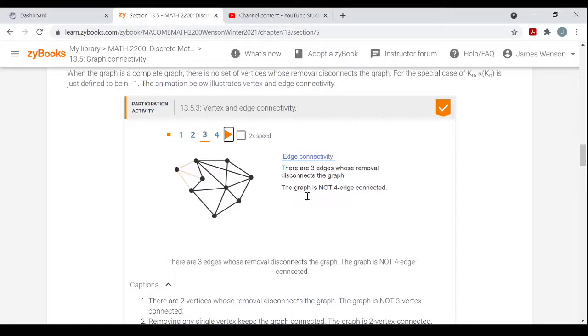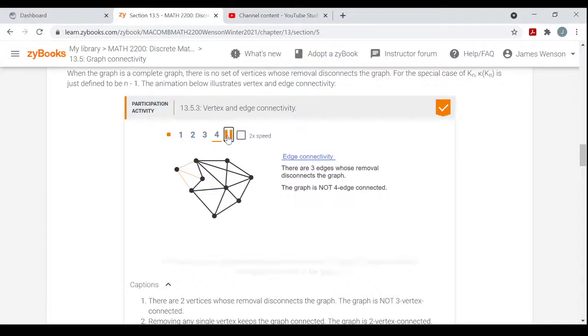So we would say that this graph is not 4 edge connected, right? Because again, if it were 4 edge connected, I could remove any 3 edges and it would still be connected, but we're saying that that's not happening here. They have found an example of 3 edges you can remove to disconnect the graph. So it's not 4 edge connected. So that means the highest edge connectivity could be is 3. It could be 3 edge connected or 2 or 1.